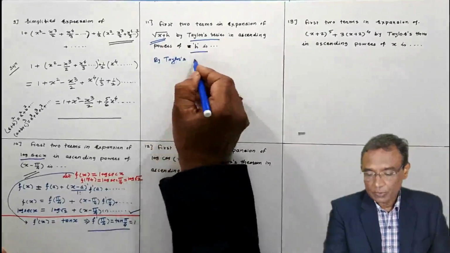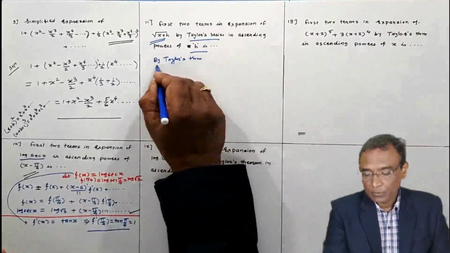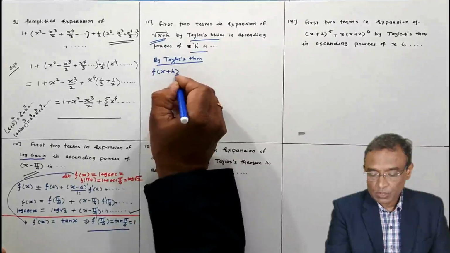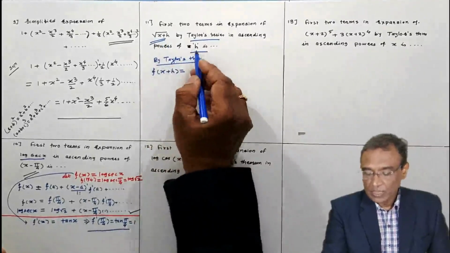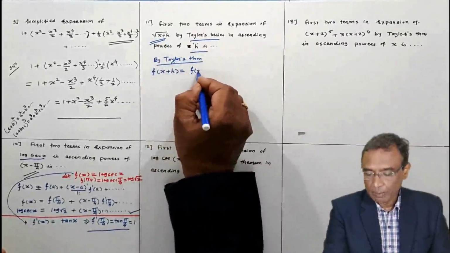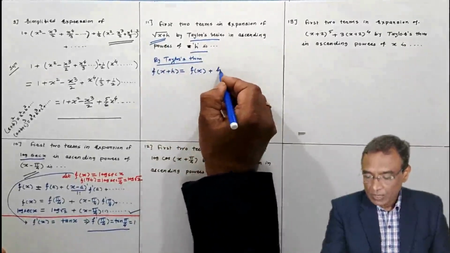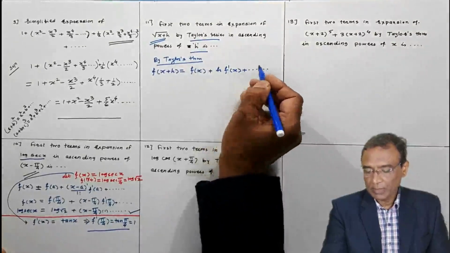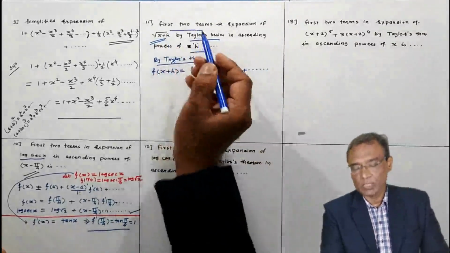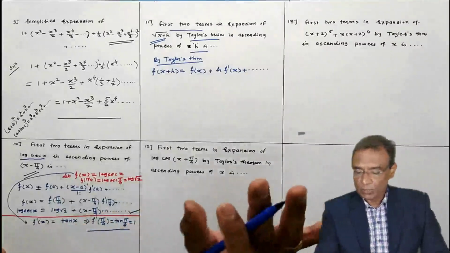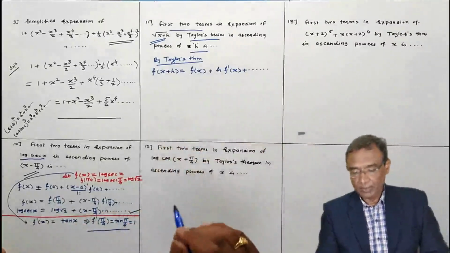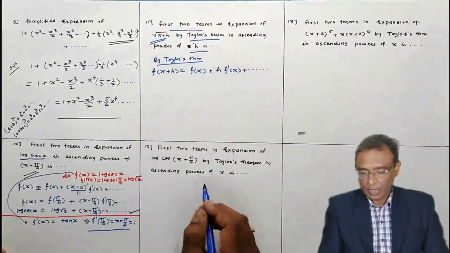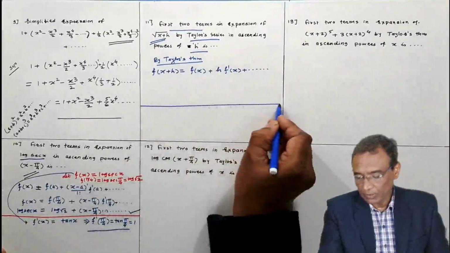By Taylor's theorem, what is the formula? f of x plus h, the function of x plus h, we have to expand in ascending powers of h. It is f of x plus h f dash x plus and so on. Okay, there are many terms, but first two terms I want. That's why I have written Taylor's expansion up to two terms. So what is required here? f dash of x is required. Separately I am going to find it out.